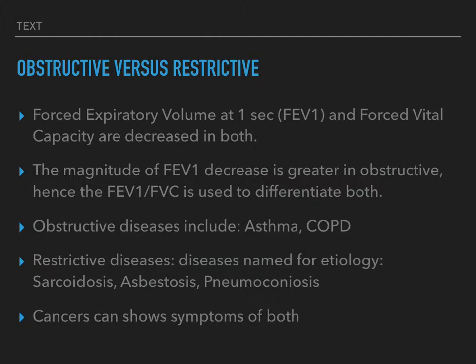When we talk about obstructive diseases, we include asthma and COPD. Restrictive diseases are usually named for etiology: sarcoidosis, asbestosis, pneumoconiosis. Remember that cancers can show symptoms of both.